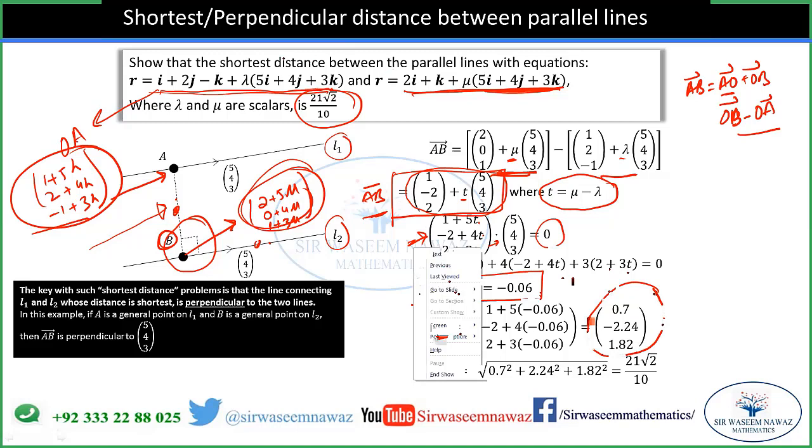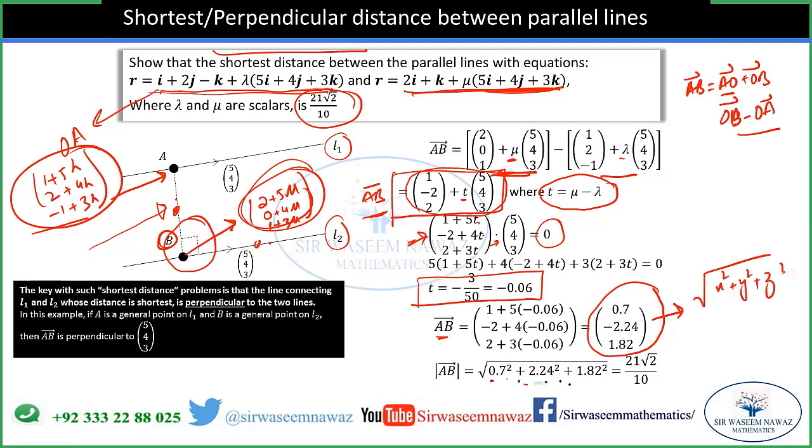But we need the shortest distance. So what we do, we find the magnitude of this. And what is the magnitude? That is the square root of x squared plus y squared plus z squared. So you got the magnitude.